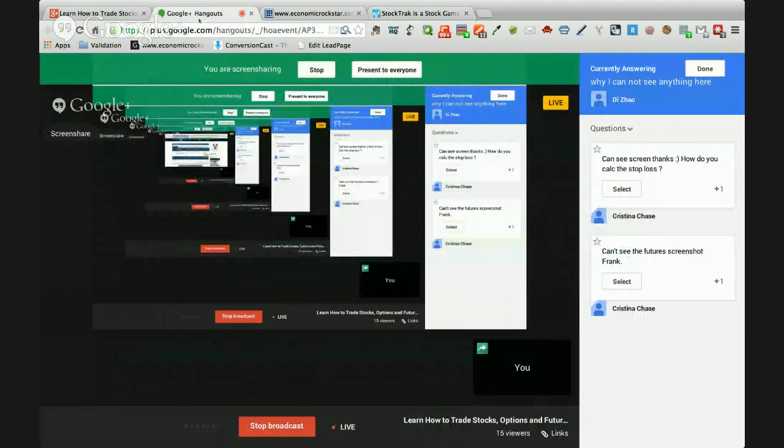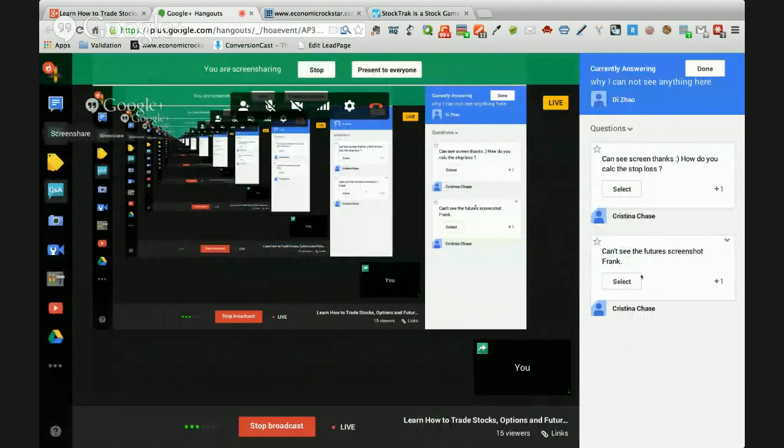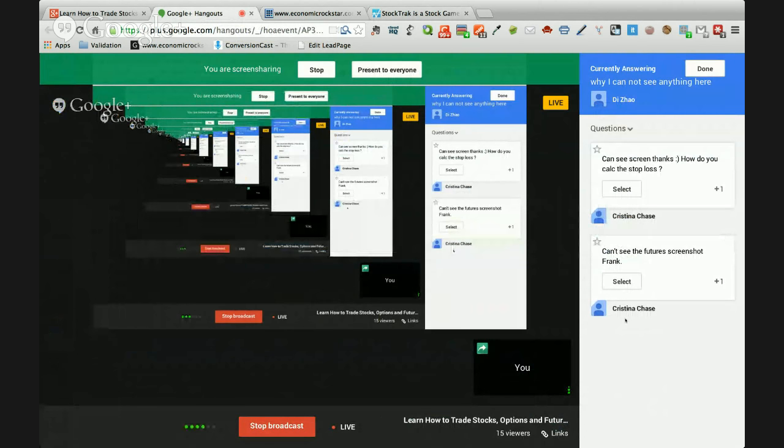Okay, Christina, right. Can't see the future screenshot. Okay, Christina, you're asking again. What I would do, Christina, or anybody else, if that's the case, there are so many people that I'm unsure what the problem might be here, but possibly there's a capacity limit to how many people can actually view the screen. I think there's up to maybe 10 to 11 that can view the screen.